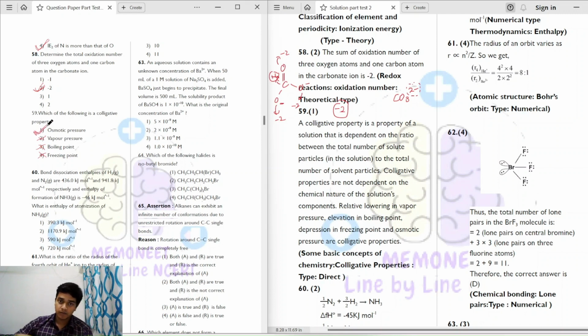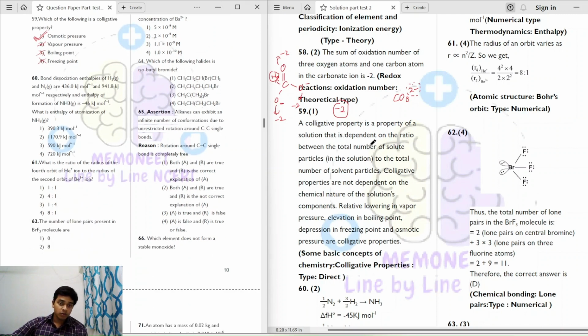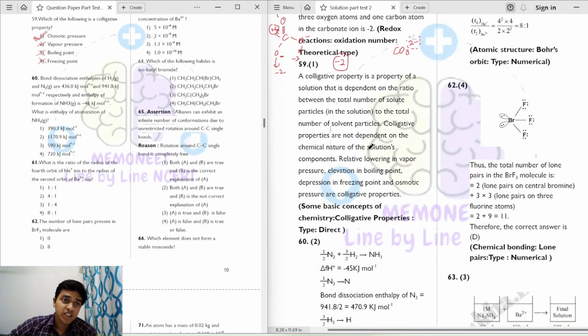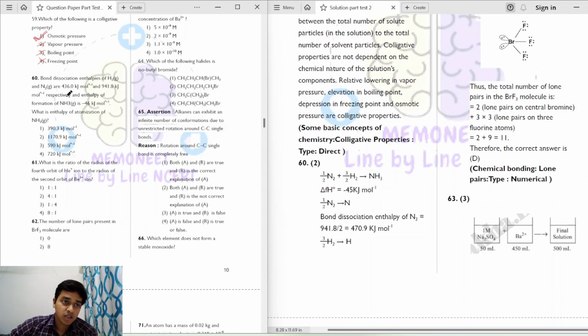So the correct answer will be option 1, osmotic pressure. Moving on to the next question. The question says, the bond dissociation enthalpies of hydrogen and nitrogen are 436 kilojoule per mole and 941.8 kilojoule per mole respectively, and the enthalpy of formation of ammonia is -46 kilojoule per mole, right? And we have to find out what is the enthalpy of atomization.